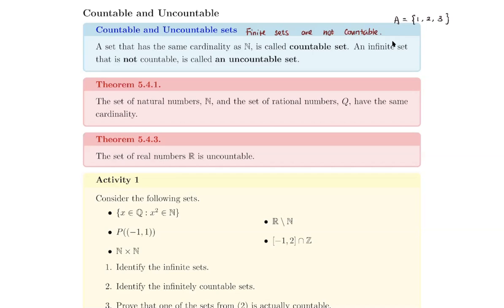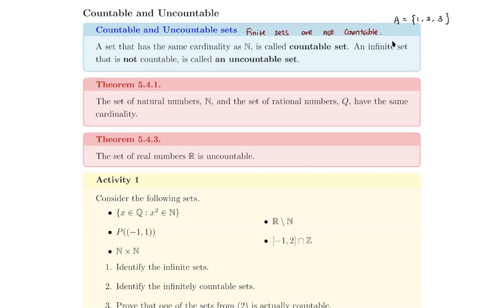So in 102, when we talk about countable sets, it has to be infinite. It has to be infinite and it has the same cardinality as the natural numbers. So something like this, we call them finite. They are not countable.